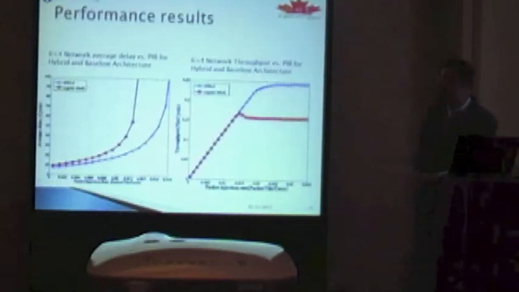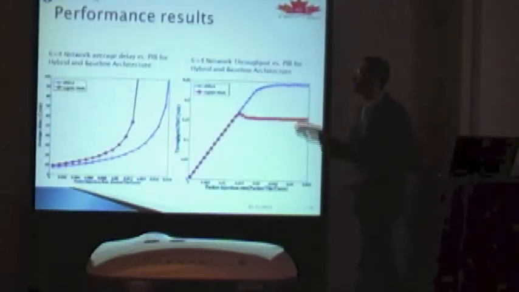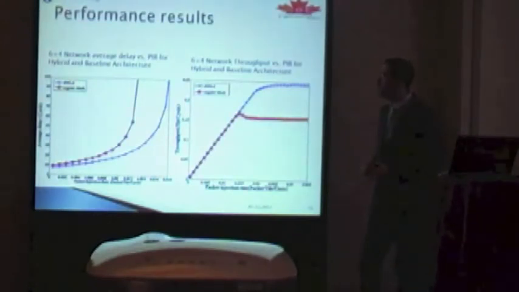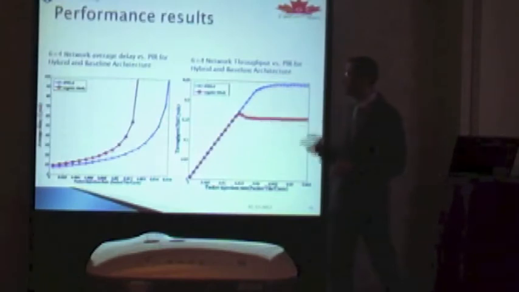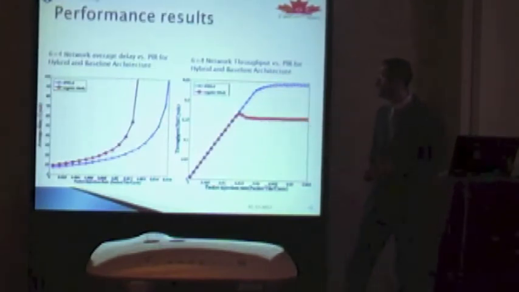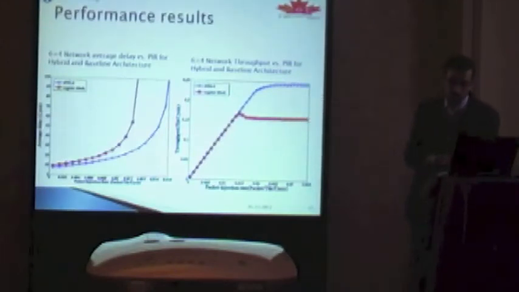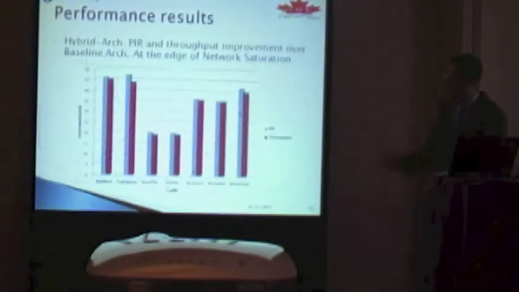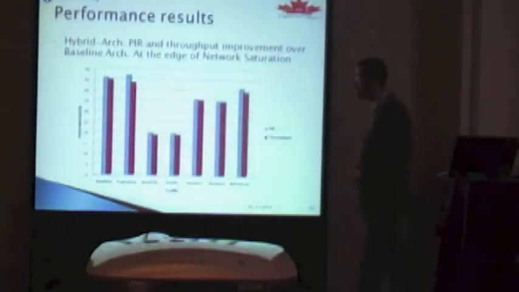As the primary result, here we show the comparison between our architecture and the baseline architecture. And as you can see, we have a significant advantage in terms of average delay and throughput as the bit injection rate is increased. Our architecture shows higher performance. And here is a comparison for different types of traffic.